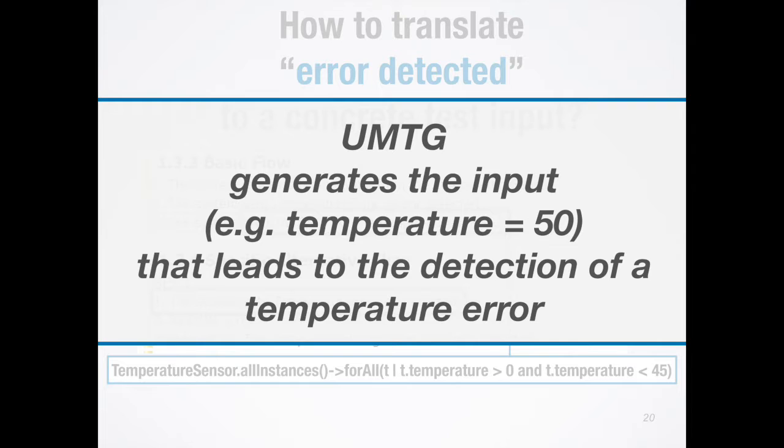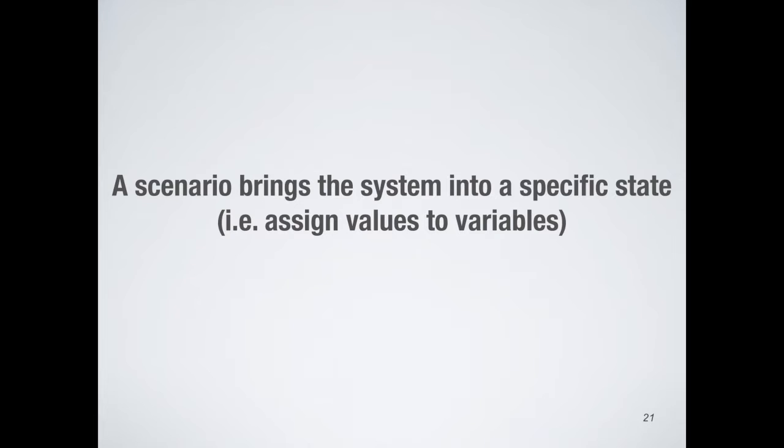That leads to a detection of the error. Thus, we can say that the error detection can be generated in the use case scenario of temperature is not valid. In other words, the test input that allowed to execute the test scenario can trigger the test event for the error detection. So the first dependency between the timing requirements automata and the functional scenario is a scenario brings a system into a specific state.